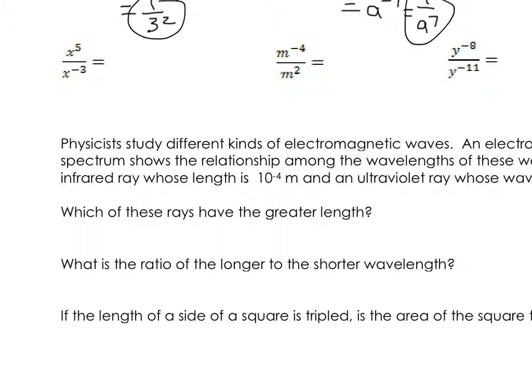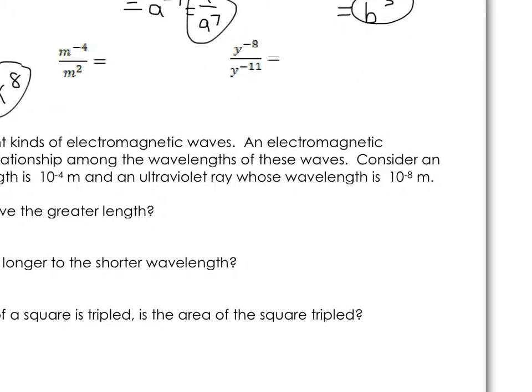X to the 5th over x to the negative 3. Our quotient rule tells us that we subtract those exponents. Be careful, because it's 5 minus a negative 3. That's x to the 5 plus 3. And our final answer is x to the 8th.